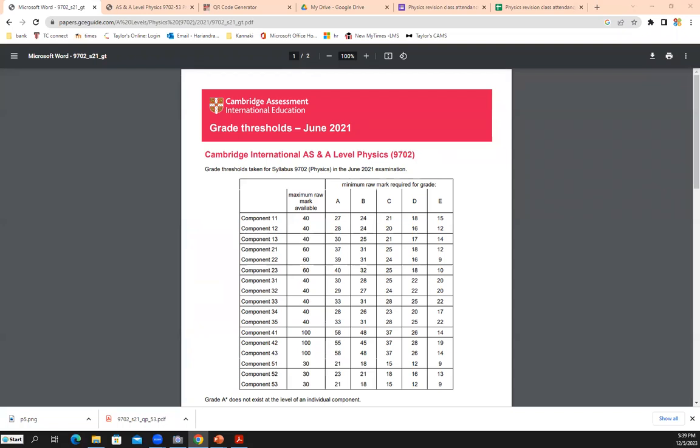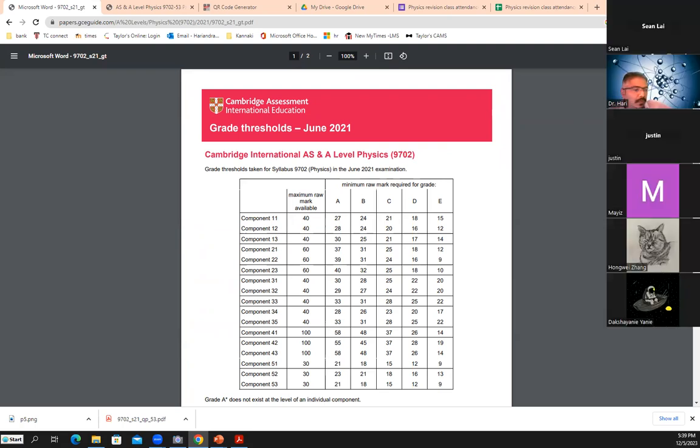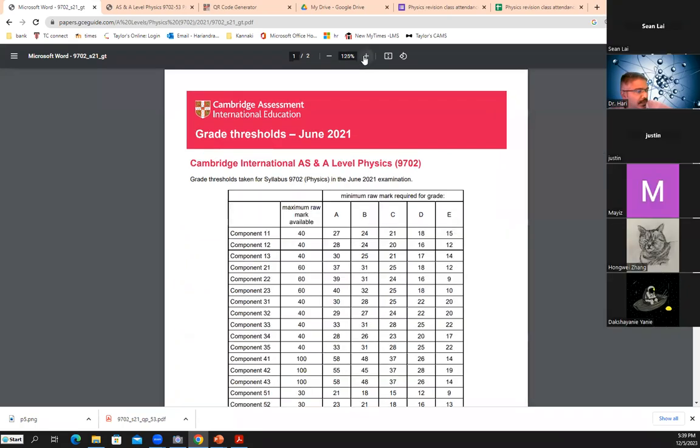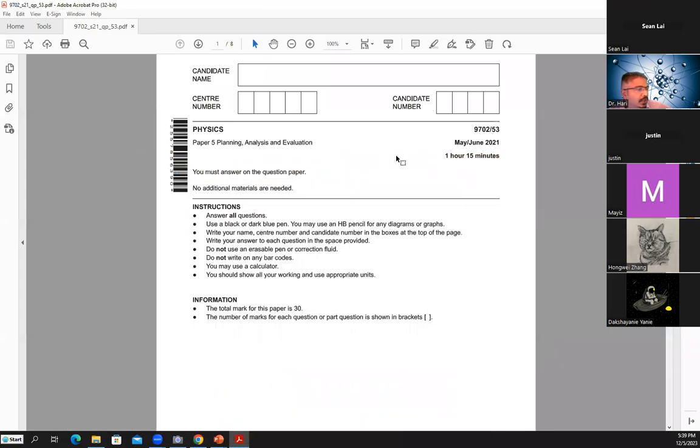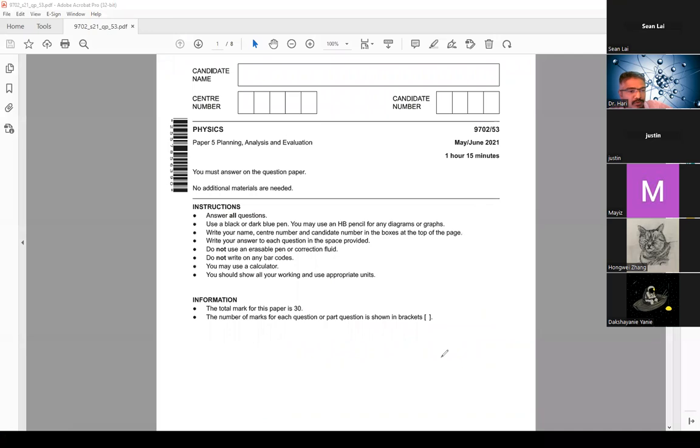21, right? The threshold grade is 21, as you can see here. Now, according to the examiner report, most of the time students score an average mark of 9 or 10 for question 1. Okay, 9 or 10, which is not good, right?